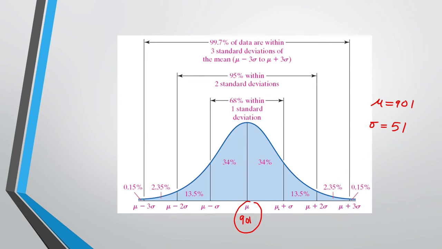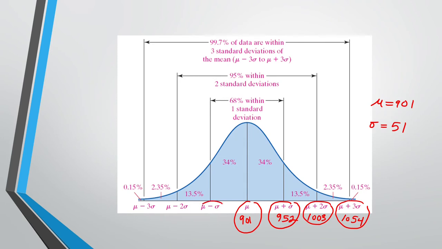So I'll go to the right first. The right of 901 is going to be 1 standard deviation away. So I'm going to take 901 and add 51 to it, and this gives us 952. For the next one, I'll just add another 51 because it's 2 standard deviations away, and this gives me 1003. And we'll add another standard deviation to get 3 standard deviations away. So add another 51, and we have 1054.